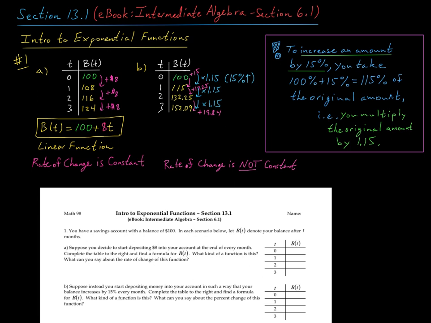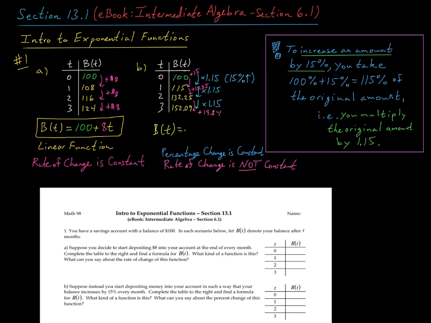But on the other hand, although the rate of change is not constant, the percentage change in our balance is constant. It's always 15% month to month. So we can say this, that the percentage change is constant. Okay, so there's that.